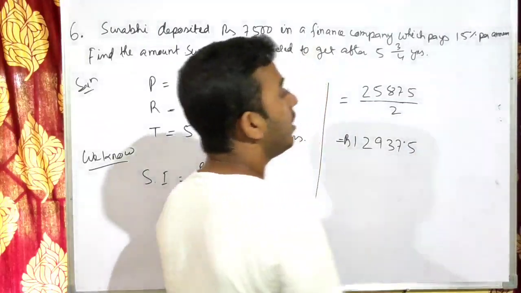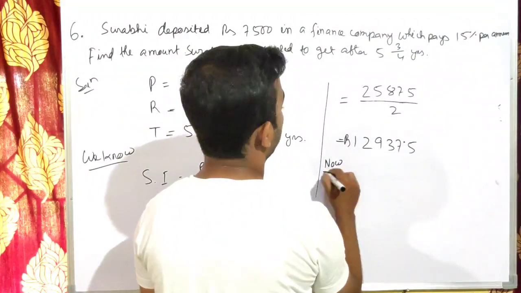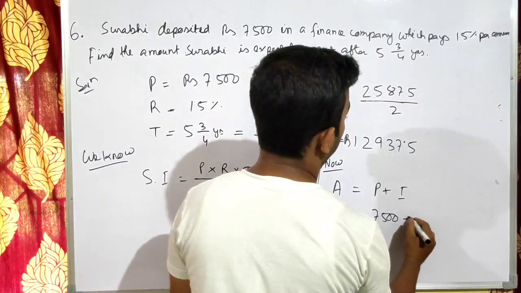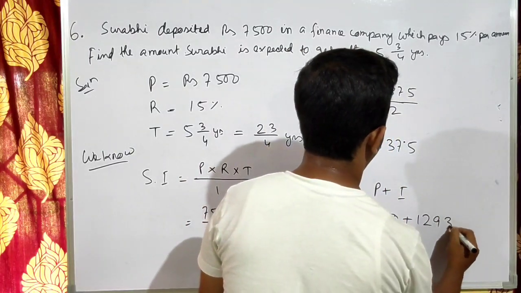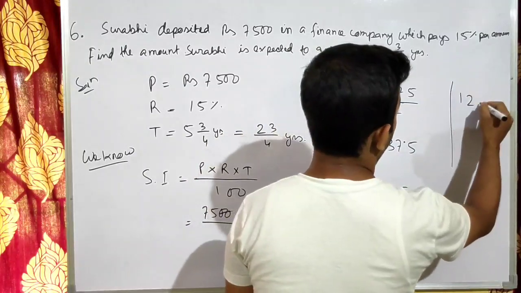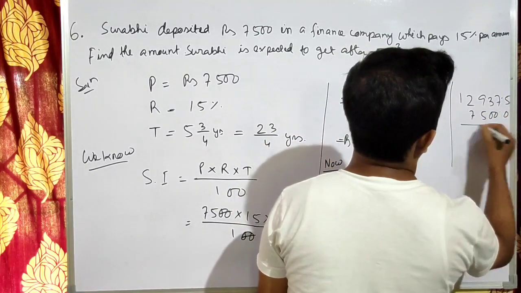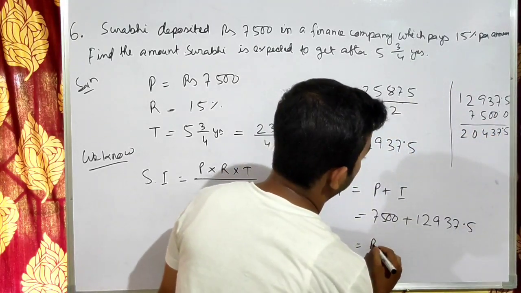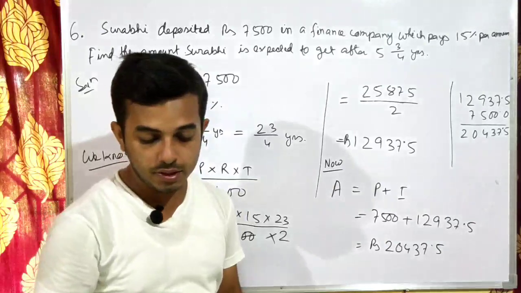So now we have to find the total amount that Surabhi will get. Total amount is A equals P plus I. So what was P? P was 7,500 plus 12,937.5. Now if we add this, it will be rupees 20,437.5, that is rupees 20,437.